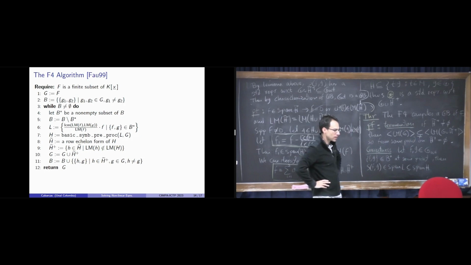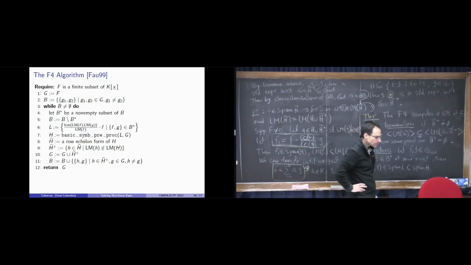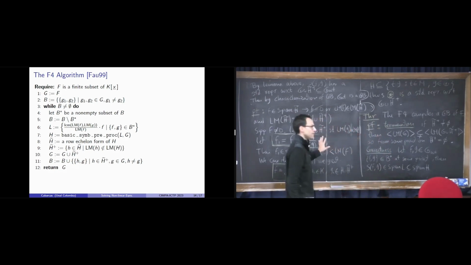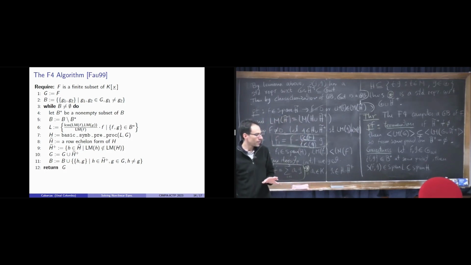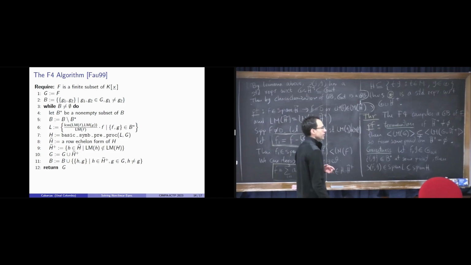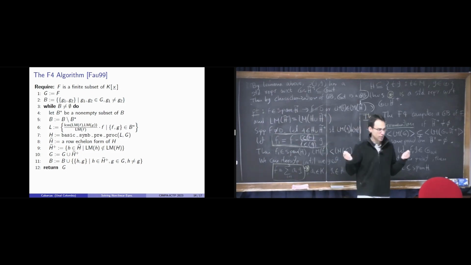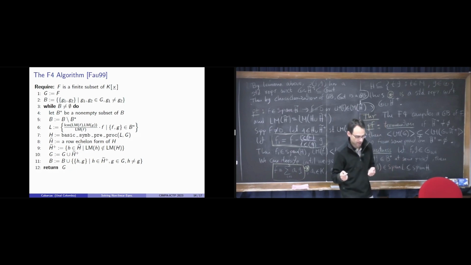Okay, so I'm going to take a break. When we come back, we're going to talk about how to avoid zero reductions. All the algorithms we have presented so far are not very efficient, in the sense that they consider many pairs that reduce to zero, or many polynomials that will reduce to zero anyway. So we're going to talk about how to avoid some zero reductions.